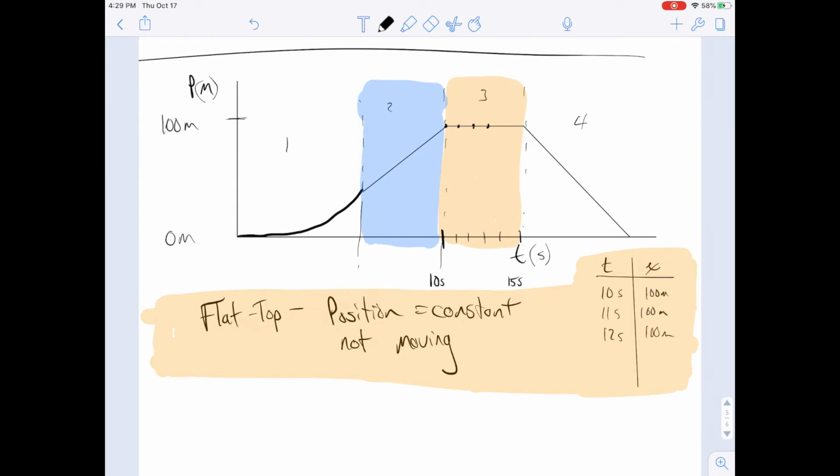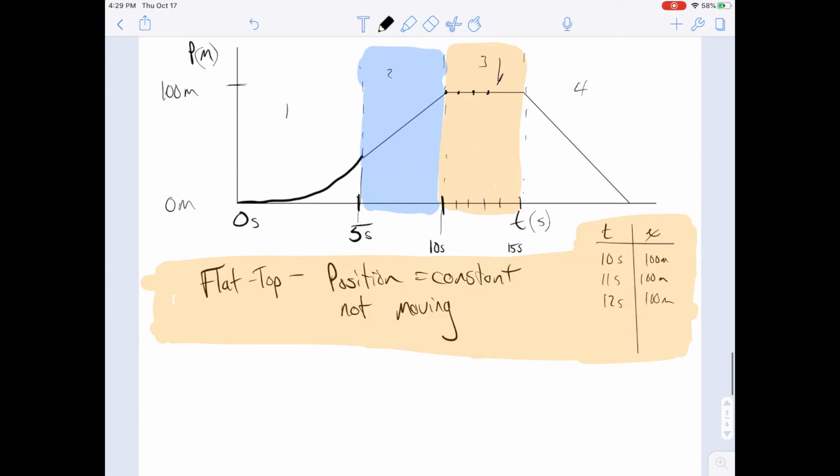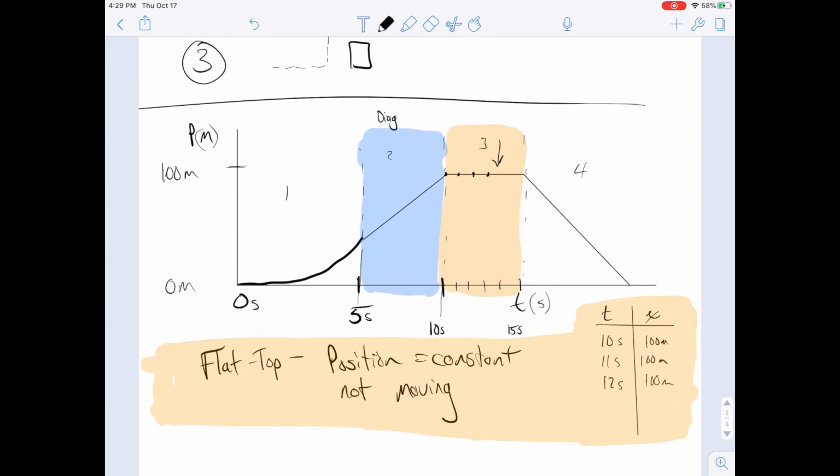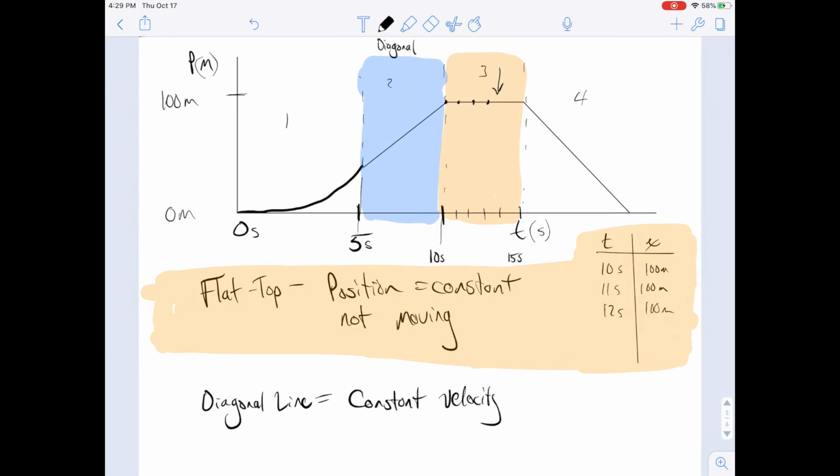And we're going to go ahead and say that this is 5 seconds. My scale's a little off here. 0 seconds, 5 seconds, 10 seconds. From 5 seconds to 10 seconds, this straight line, this is a horizontal line right here, and this is a diagonal or slanted line, means constant velocity. Good. So we'll return to that in a second.